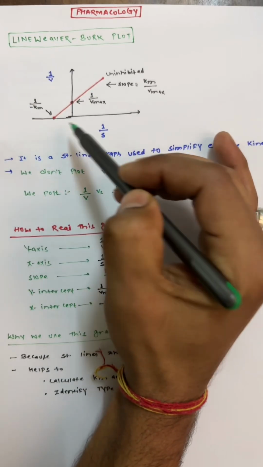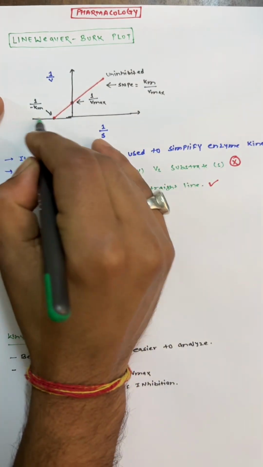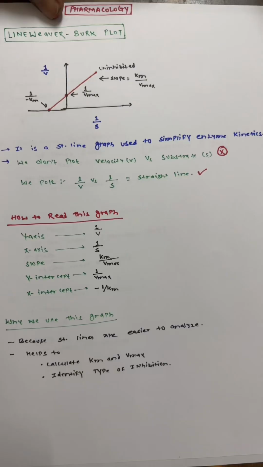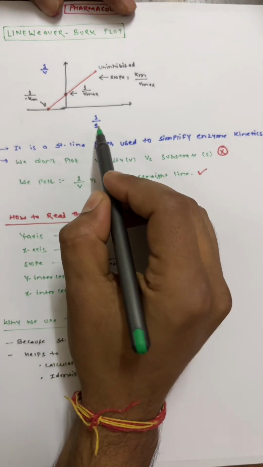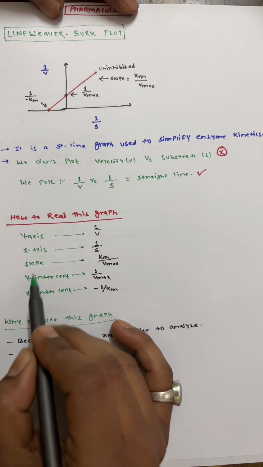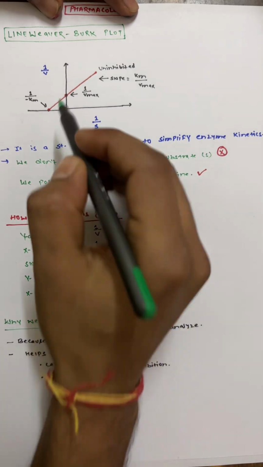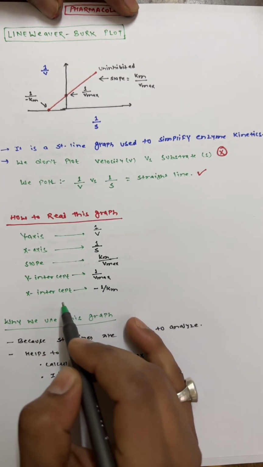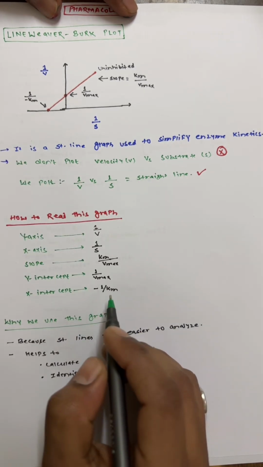So let's see how to read this graph. We all know this is the y-axis and this is the x-axis. The y-axis denotes 1 by V and the x-axis denotes 1 by S. Now the slope will be Km by Vmax, and the y-intercept, the intercept on the y-axis, denotes 1 by Vmax, and the x-intercept over here is minus 1 by Km.